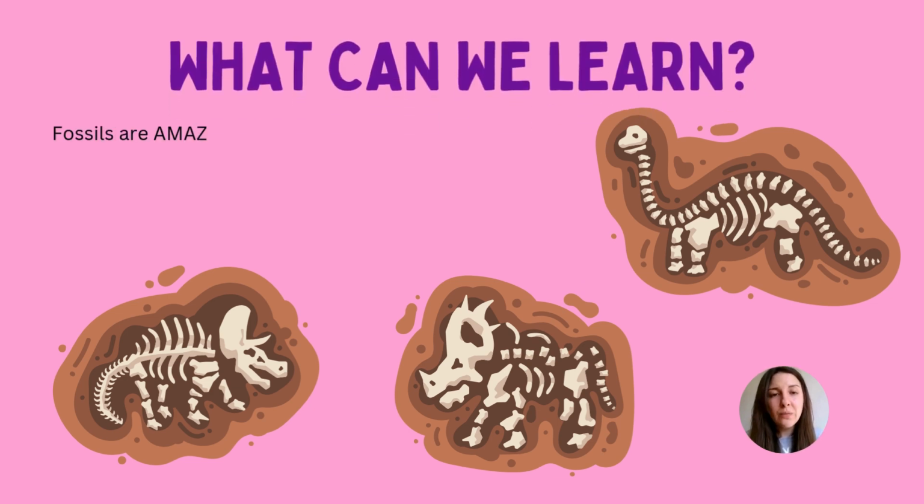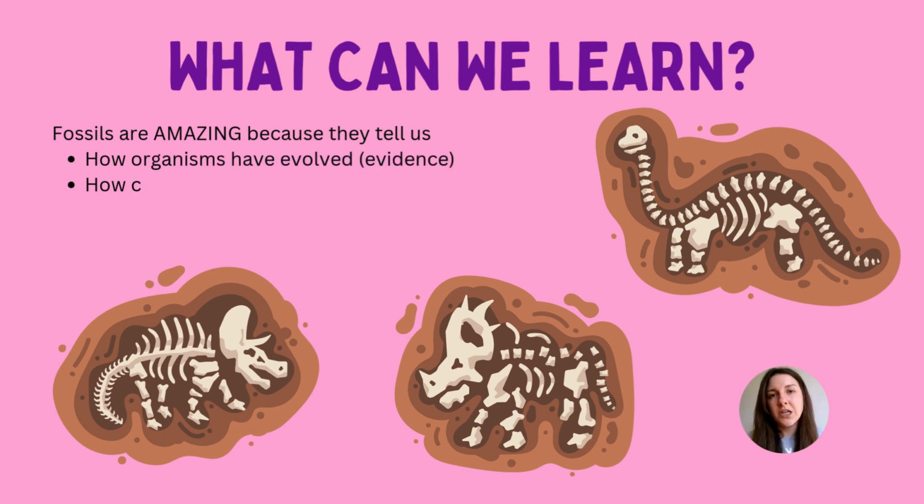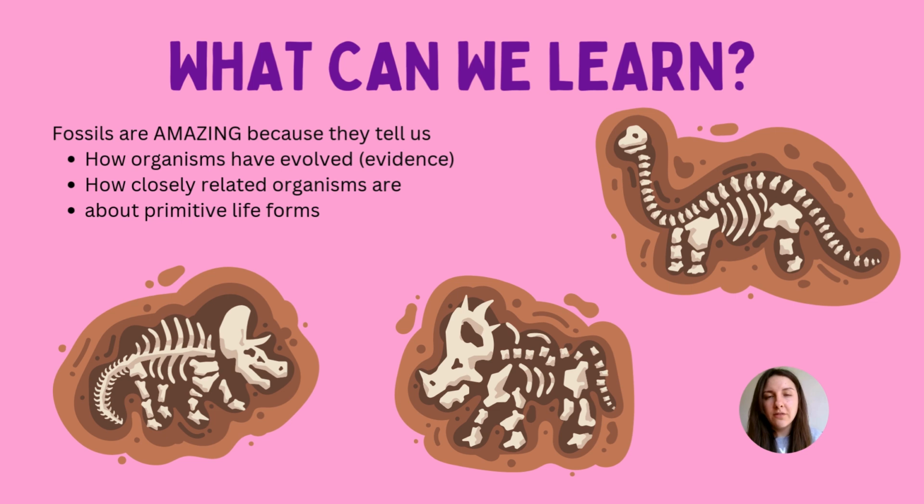So, overall, what can we actually learn from fossils? Well, they tell us a great deal. They tell us about how organisms have evolved, and it gives us evidence of evolution to substantiate what Darwin was saying. We can also see how closely related organisms are to one another, and we can look at primitive life forms, specifically the very, very old artifacts that we have. We can actually see, right, this is what organisms looked like at the beginning. It gives us a better picture, a bigger understanding of the world around us. So I love fossils. They are amazing. They are just so cool to look at. So yeah, they are super helpful, and this is kind of why we learn about them at GCSE.